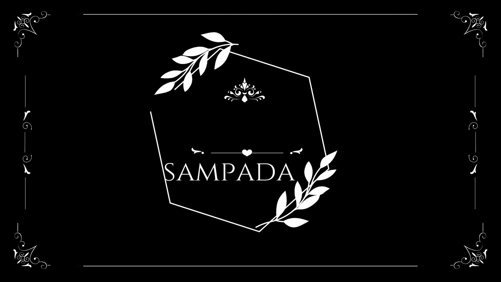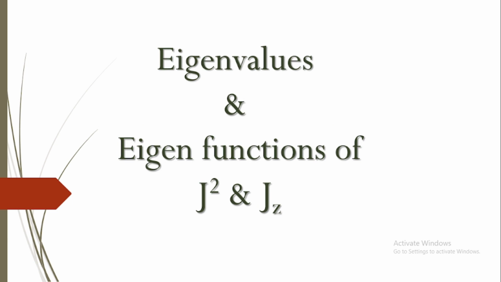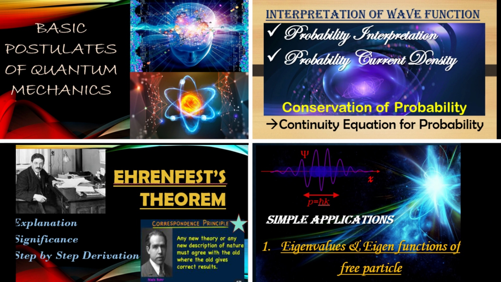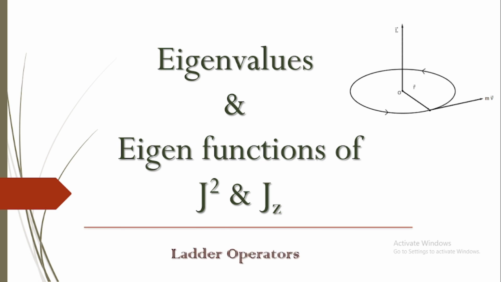Today we are going to continue with a quantum mechanical concept which is eigenvalues and eigenfunctions of J square and Jz. So already we have studied about the basic properties, applications of quantum mechanics, and even we have studied some of the details about angular momentum. And here J square is nothing but square of total angular momentum and Jz is the z component of total angular momentum. And under this, today we will be also studying some of the details about the ladder operators.